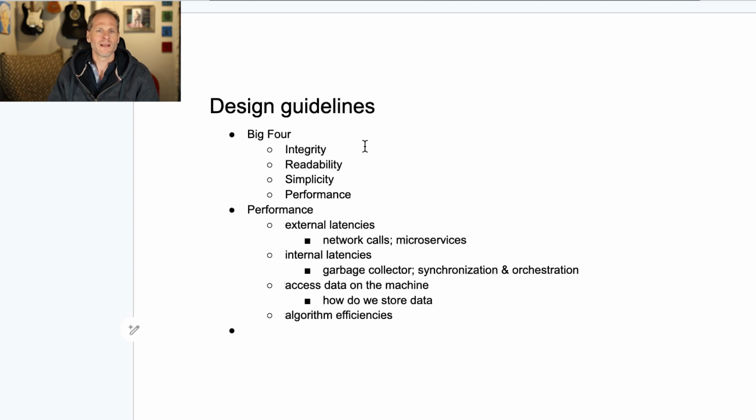And performance, there's a lot to think about when it comes to performance, but you could break it down into two general categories. Like, what are your external latencies? What are your internal latencies? And you could also think about, how are you accessing data on the machine? How is data being stored? And then finally, what are algorithm efficiencies? And so those are kind of the things that you would think about when you're thinking about performance.